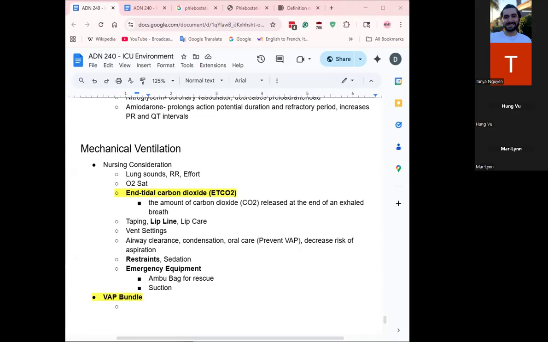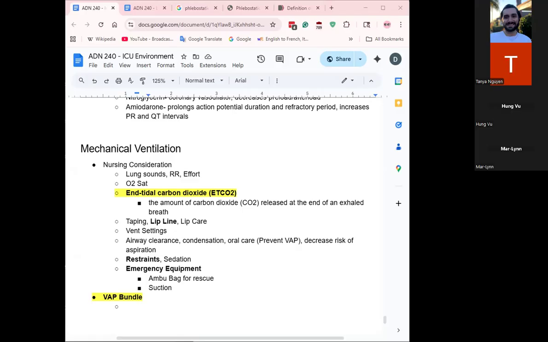You're going to be focused on your vent settings, which will be more specific in a future week. You're going to be making sure that their airway is clear. They're going to have restraints and sedation, because if someone's unconscious, they wake up and have something down their throat, they're going to freak out and try to pull it out. So that's why restraints are there, and that's why they have a sedation goal. Your big focus is emergency equipment if they are unable to breathe. Make sure there is an ambu bag for rescue, and suction, so that you can suction them in case they're aspirating.